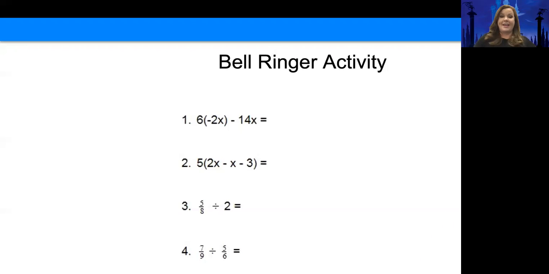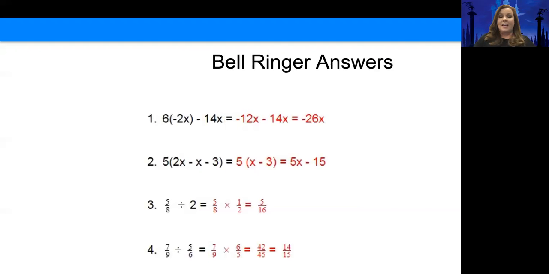Okay, welcome back. Let's go over the answers here. 6 times negative 2x gives us negative 12x, because 6 times negative 2 is negative 12, times the x. Minus 14x, when they're both the same sign, we add them together. So negative 12x plus negative 14x is going to give us negative 26x.